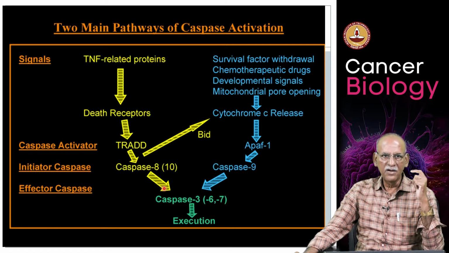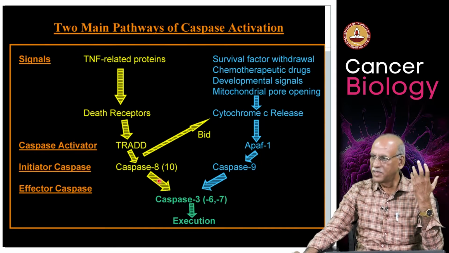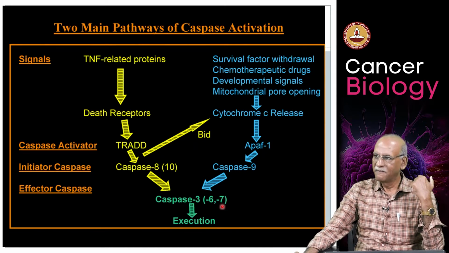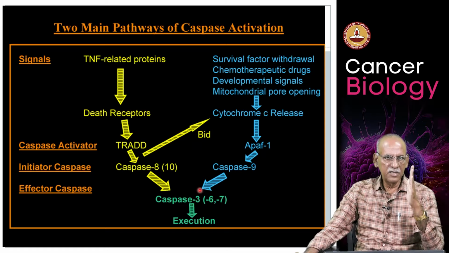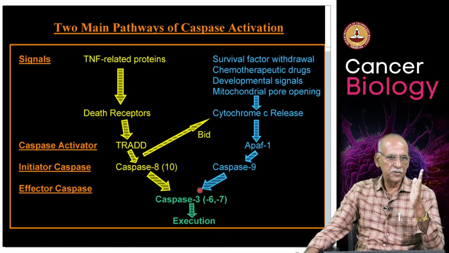So, that is why it is called an effector caspase, sometimes called an executioner caspase. People call it that way. Caspase 3, 6 and 7 fall under that category. This is what constitutes the extrinsic pathway.